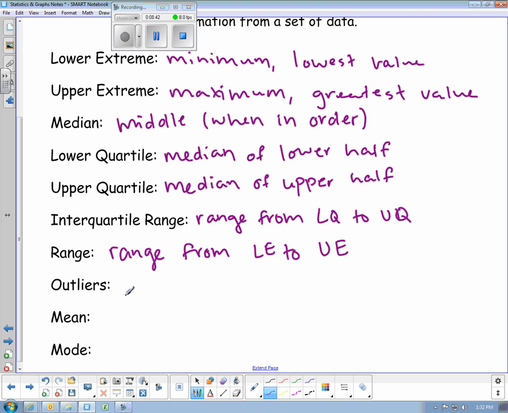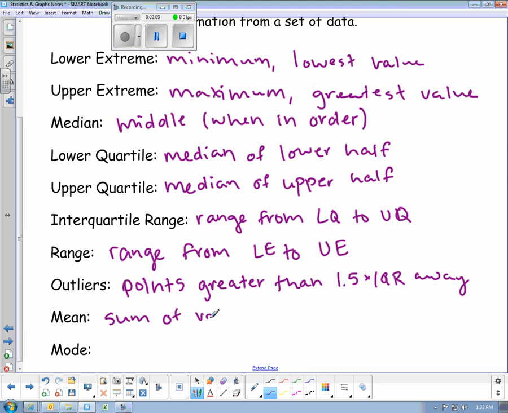Outliers are points that are more than 1.5 times the interquartile range, 1.5 times IQR away from the top. The mean is the sum of values divided by the number of values. And we are used to calculating means. We do that a lot. And the mode is the data point that appears the most.